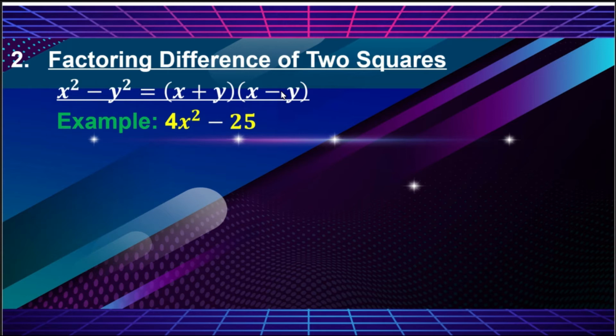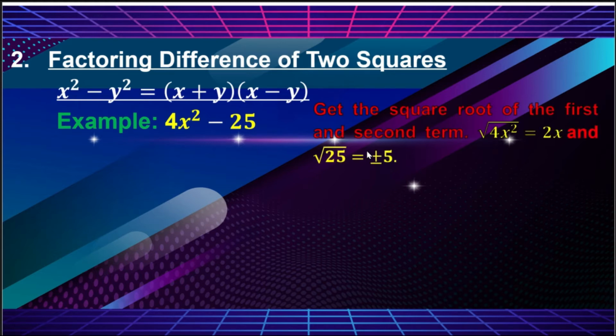So for example, 4x squared minus 25. First step is to get the square root of the first and second term. Our first term is 4x squared, and the square root of 4x squared is 2x. Our second term is 25, and the square root of 25 is positive and negative 5. Then we write it as a product of sum and difference.